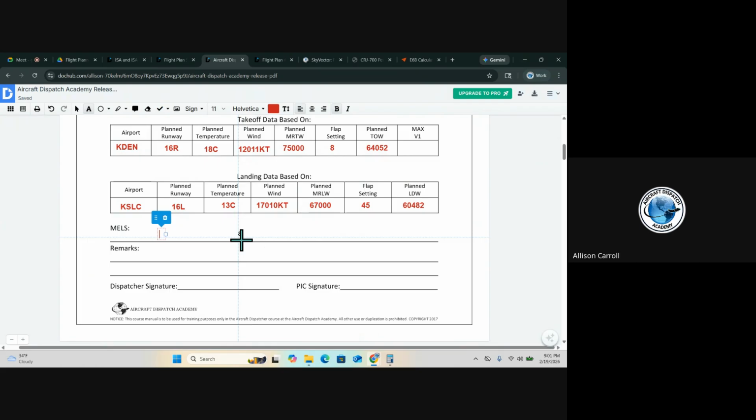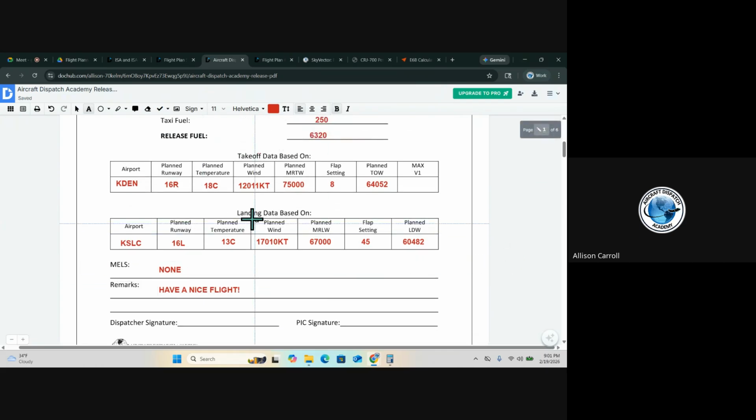All right, any MELs? None. If you had any MELs, you could just put the MEL number. And if you wanted to, you could put any restrictions that go along with it. You could also include that in your remarks. Any remarks, this is the last chance that you have to explain why you planned what you planned, and how you planned it. We didn't have anything off the wall with this flight plan, so we're just going to say, have a nice flight.